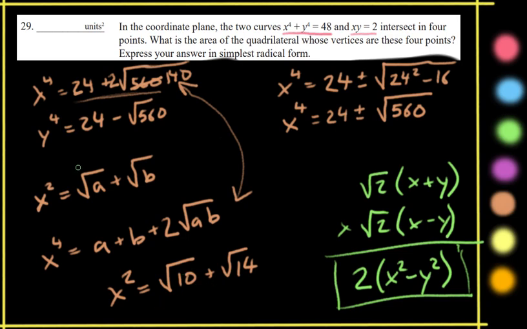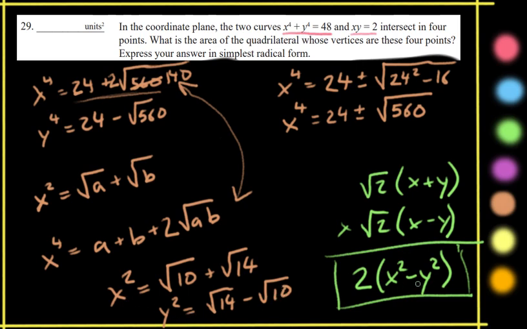Since y to the fourth, or y squared, does have to be positive, y squared is going to be equal to the square root of 14 minus the square root of 10. I should probably switch these two just so you can see the symmetry. So this is square root of 14 plus square root of 10, this is square root of 14 minus square root of 10. So that's my x squared and my y squared.